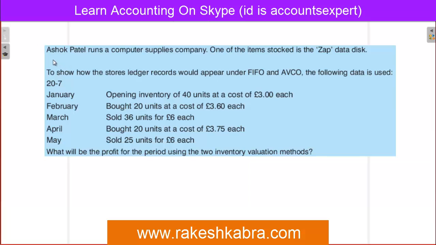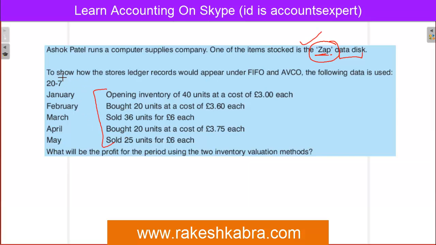See the question, what the question says: Ashok Patel runs a computer supplier company. One of the items stocked is the JAP data disk. This is the name of the product. What is the name of the product? JAP. And JAP is data disk. This is the item, this is the product. Now see, these are the details of this product.